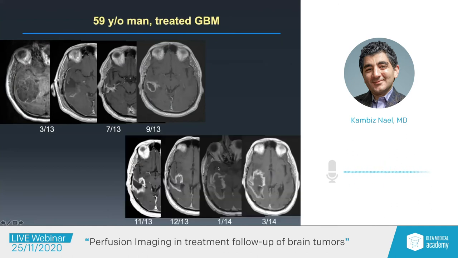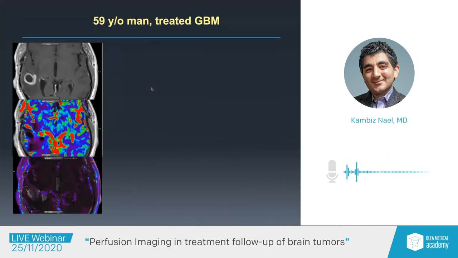Again, over time, we see more enhancement, with some progressive increase in size. The question is whether this enhancement is necrosis or recurrent disease. So we are going to look at advanced imaging, or perfusion imaging, in that specific study. These are co-registered maps of CBV and K-trans, and you can see by just looking at them that there is no real elevation of CBV or K-trans within this lesion.